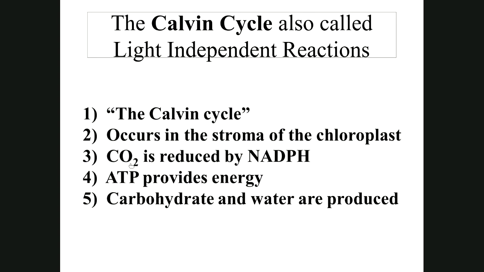Carbon dioxide, the second raw material for photosynthesis, is reduced, that means it's going to accept electrons, by NADPH plus H. Remember, it's carrying electrons and hydrogens. ATP from the light-dependent phase provides the energy for the processes to take place. And the products of the Calvin cycle, carbohydrate and water, are produced. And the carbohydrate, we'll see what that is in just a minute, is going to be converted to glucose and then to starches.